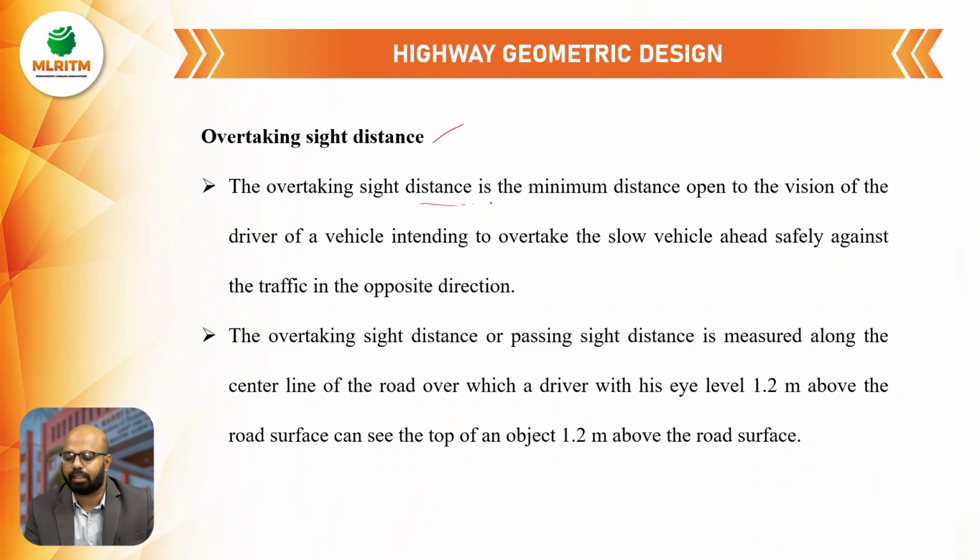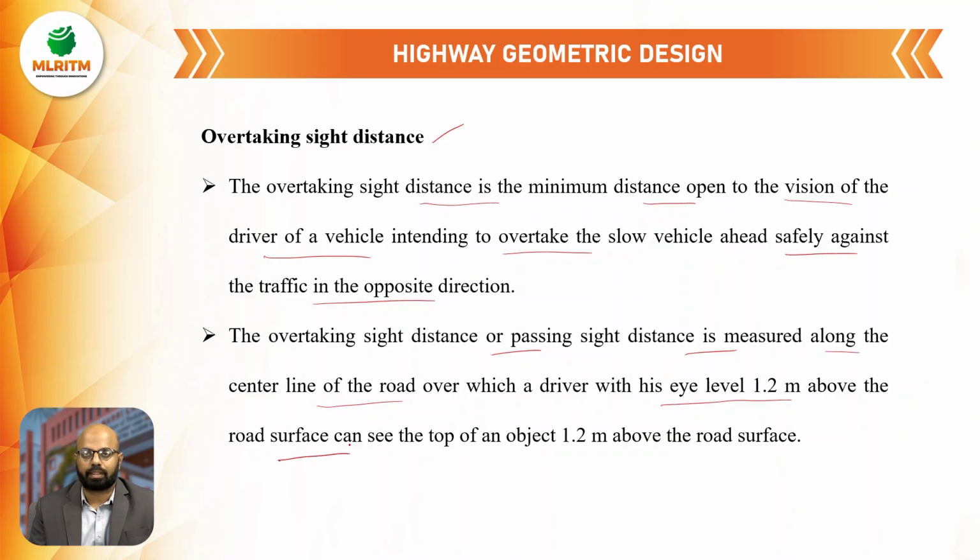The overtaking sight distance is the minimum distance open to the vision of the driver of a vehicle intending to overtake the slow vehicle ahead safely against the traffic in the opposite direction. The overtaking sight distance, or passing sight distance, is measured along the center line of the road, over which a driver with his eye level of 1.2 meters above the road surface can see the top of an object 1.2 meters above the road surface.